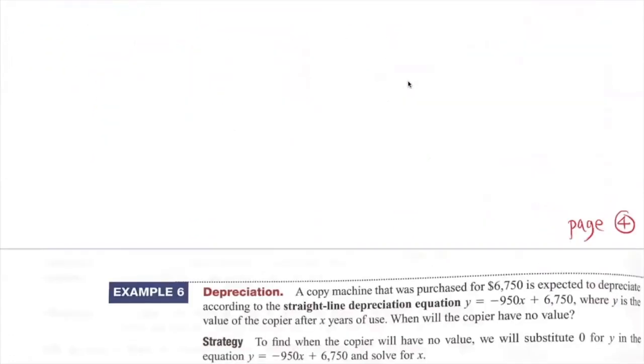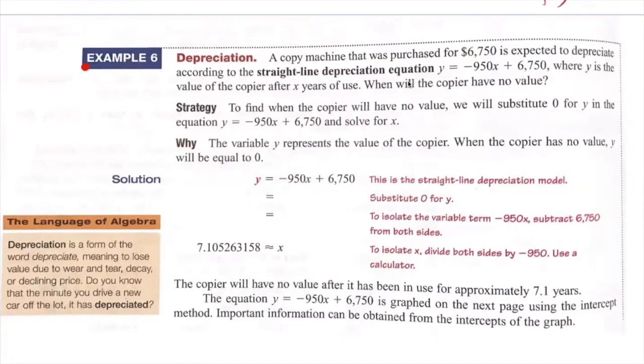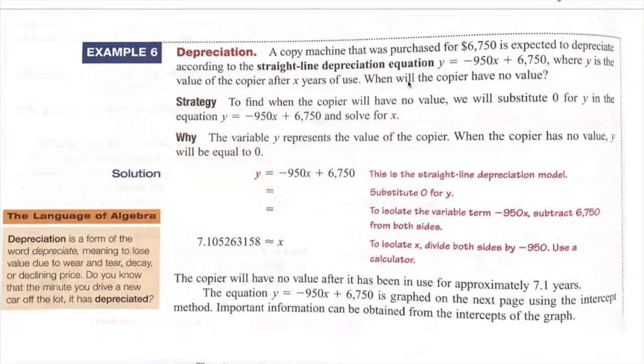Okay, next example, depreciation. Example 6, depreciation. A copy machine that was purchased for $6,750 is expected to depreciate according to the straight line depreciation equation, where Y is the value of the copier after X years of use. When will the copier have no value? So the strategy here to find when the copier has no value is to substitute 0 for Y in this equation.